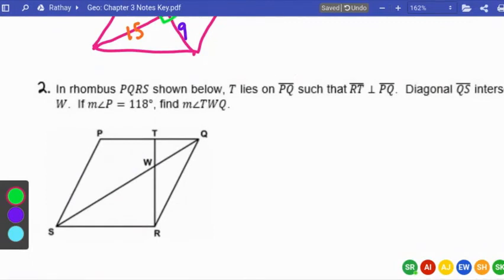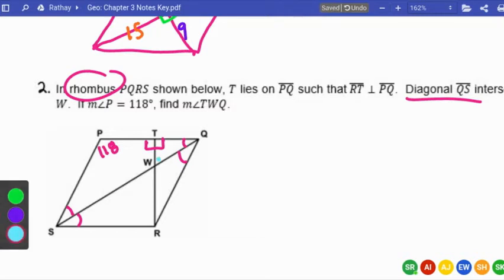The second algebraic example, rhombus PQRS is shown. T is on PQ such that RT is perpendicular to PQ. So we got some right angles there, 90 degrees. Diagonal QS. Well, the diagonal of a rhombus bisects the angles. So these are equal. Angle P is 118. We have to get angle TWQ. So we're looking for this guy right here.